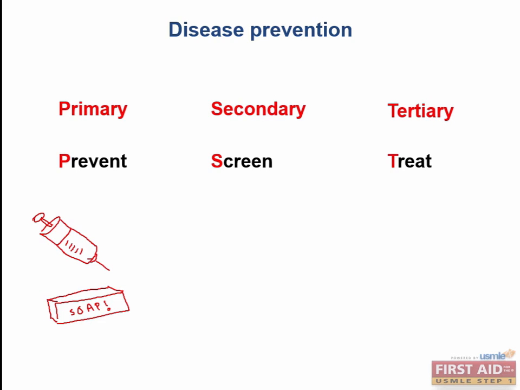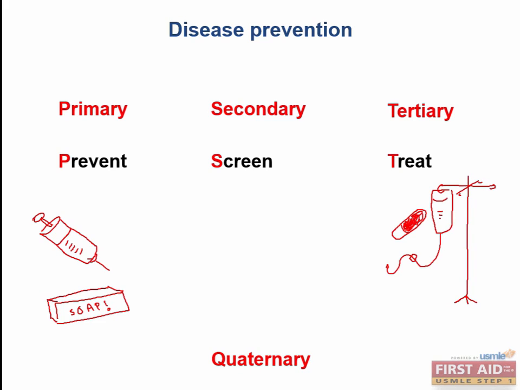Tertiary disease prevention is aimed at reducing the morbidity and mortality stemming from the disease. Can you think of a few examples of tertiary disease prevention? Examples of tertiary disease prevention include most treatments such as chemotherapy or surgery. There's also quaternary disease prevention, where patients are at risk for unnecessary treatment, and so physicians must protect these populations from the risks associated with new interventions.